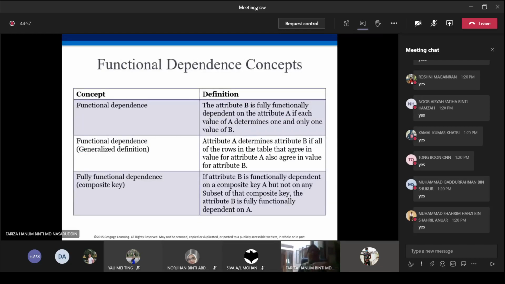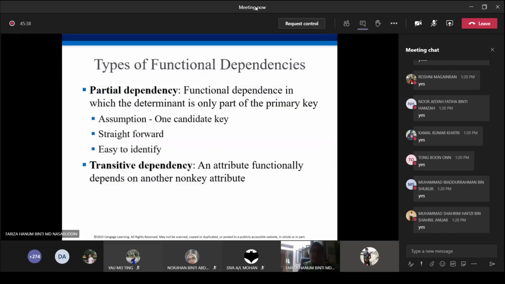Okay, so attribute B is fully functionally dependent on attribute A if each value of A determines one and only one value of B. Attribute A determines attribute B if all the rows in the table that agree in the value for attribute A also agree in the value for attribute B. I don't know what this is, I myself don't understand. But basically that's what you need to understand. This is telling you pretty much the same. We will come back to this later, but that's what it is.